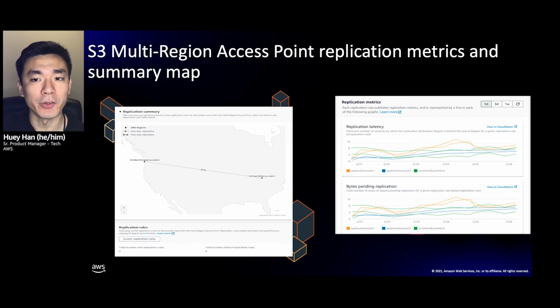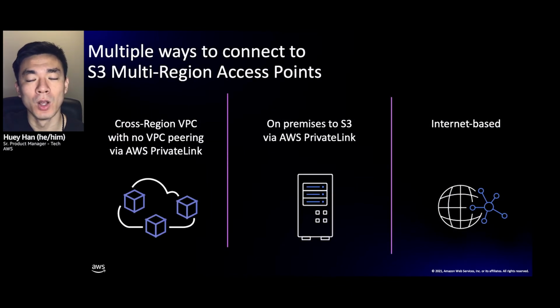And then, if you also enable S3 replication metrics in your replication rule, you can also monitor your replication progress, including, once again, replication latency, bytes pending replication, and objects pending replication. So we offer a variety of ways for you to connect to S3 replicate multi-region access point: cross-region VPC with no VPC pairing, on-premises, or internet-based.